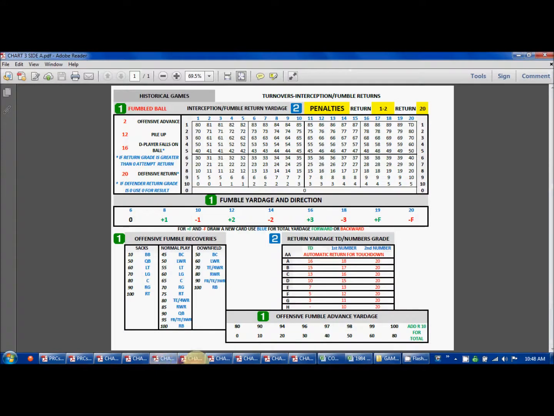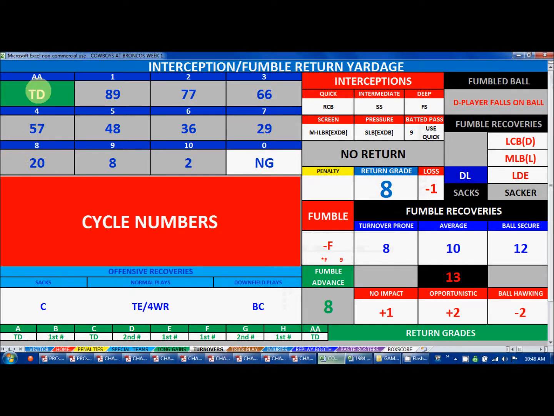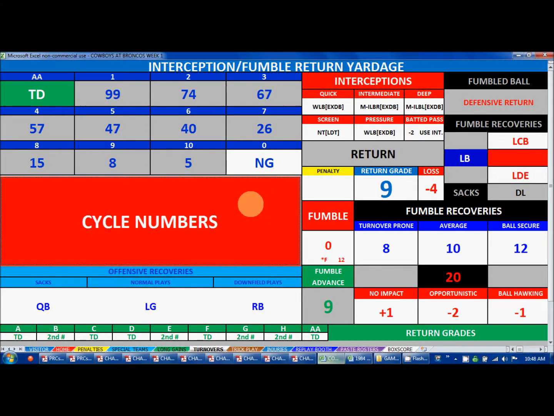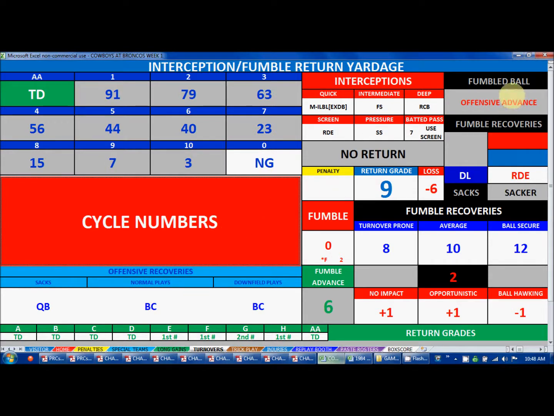Turnovers. This replaces the turnovers chart in the printed material. So again, following all rules and instructions for turnovers, this is the grade involved with turnovers, or whether no gain. Again, you can always cycle the numbers. And if you're using historical seasons, you don't have to use any of this over here. Again, this just tells you who, on this side, for projection season, who intercepts a pass, whether a return is possible, and what the fumbled ball scenario is. Whether there's a pile up, whether the defense is able to return it, whether offense is able to advance it, etc., etc.